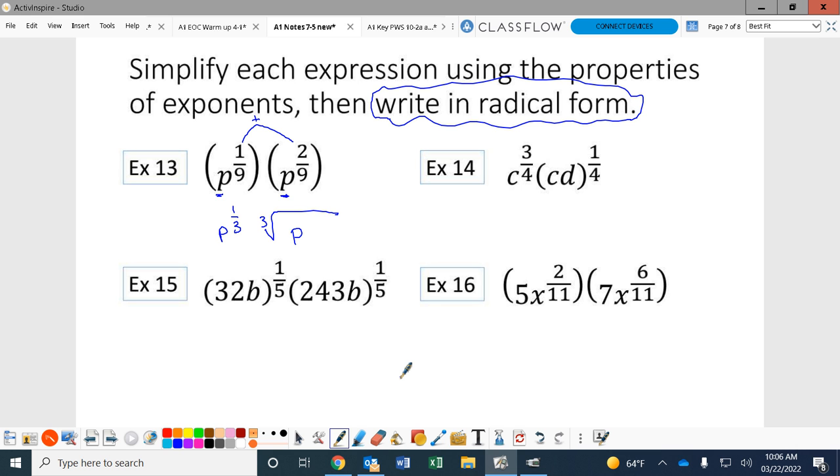Hey guys, again, old stuff mixing with new. Here we go. We've got a power on the outside of a parentheses. You have to distribute it to everything inside here. That means it's going to be c to the 3/4 times c to the 1/4 times d to the 1/4.